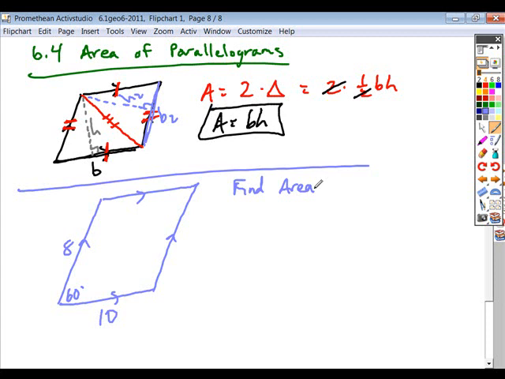Given a parallelogram with sides of 8 and 10 and one angle of 60 degrees, find the area. Okay, I want you just to take a minute or two, see how far you can get on this type of problem before I talk through it. But again, I'll start talking through it in about a minute or two. All right, you should be pretty close to being able to get an answer. And let me talk through, again, how you could go about setting this up.